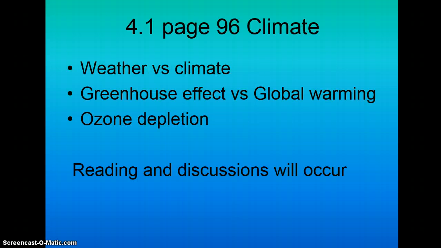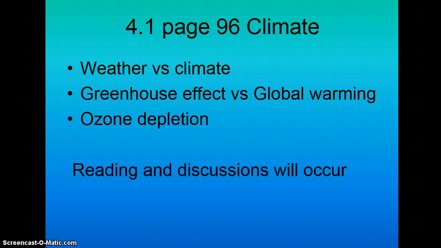4.1, page 96, talks about climate, and you're going to have to know the difference between weather and climate, greenhouse effect versus global warming, and then ozone depletion. You'll be reading about some of this, and we'll discuss some of this. Some of this will actually be discussed more again in Chapter 5 or 6. So we're going to talk about it now, and then we'll talk about it again.